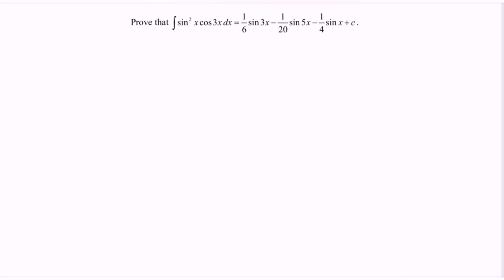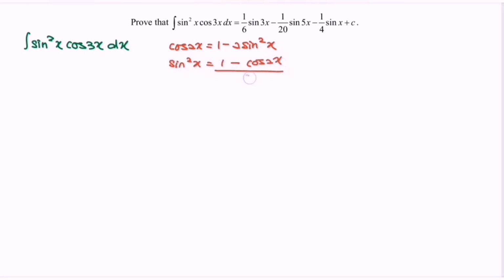So kindly focus on the left hand side, where we have integrate sine squared x cos 3x dx. If it refers to the answer on the right hand side, we notice that there is no square, so it means that we have to focus on the sine square x. If it refers to the trigo formula where we have the double angle, cos 2x is equal to 1 minus 2 sine square x. So kindly rearrange so that sine square x becomes the subject. So sine square x is equal to 1 minus cos 2x over 2.